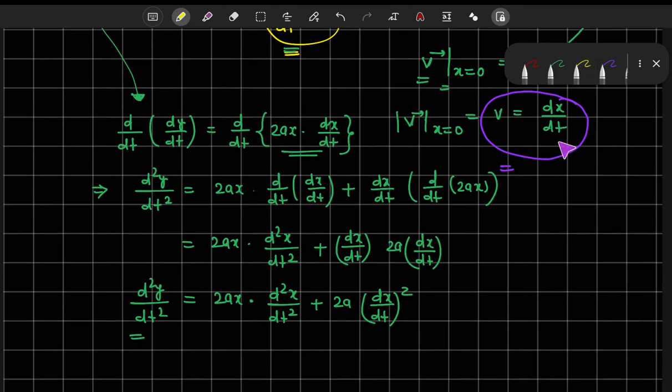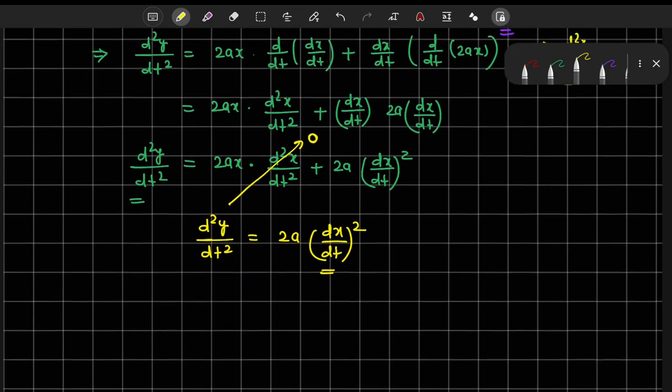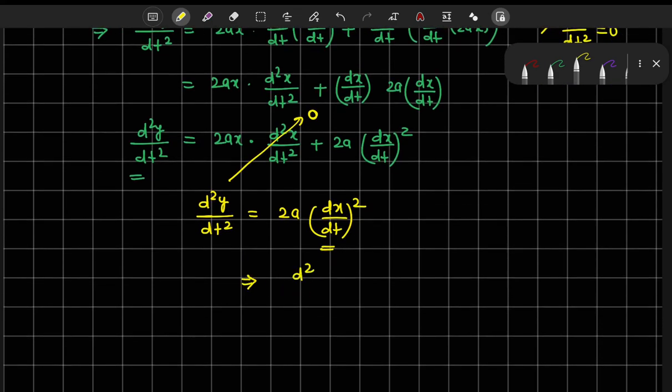Now we know that dx upon dt is constant and that is equal to v. So if we differentiate this, then we will get d square x upon dt square is equal to 0 because velocity v is constant. Okay, so that means this term is 0. So we can get d square y upon dt square is equal to 2a times dx upon dt whole square, and dx by dt is given as v. So finally we will get d square y upon dt square is equal to 2a v square.